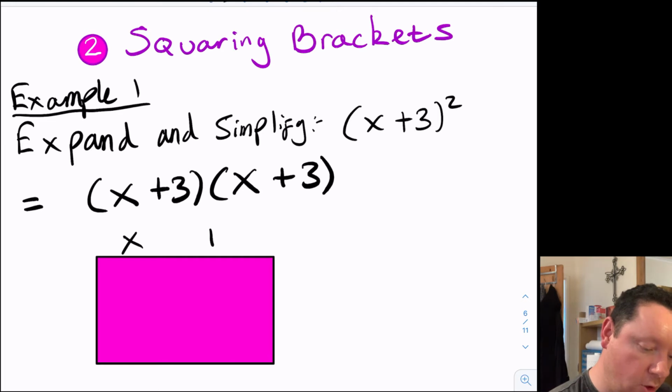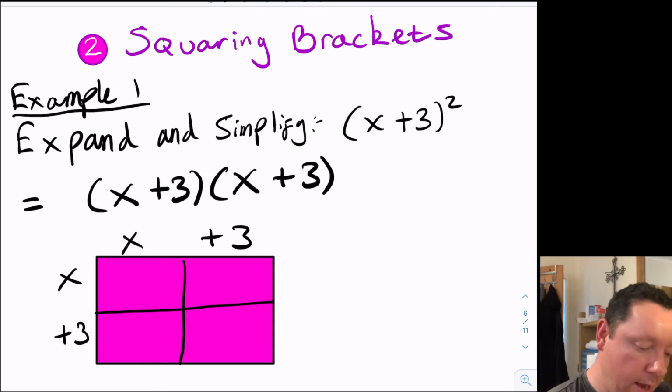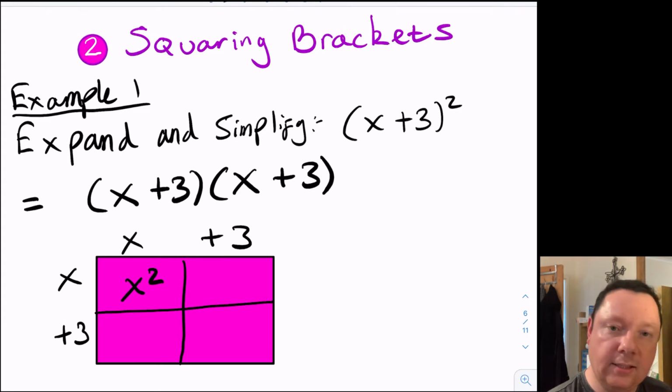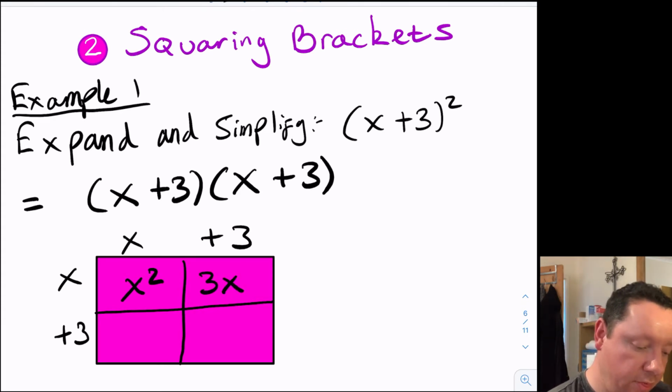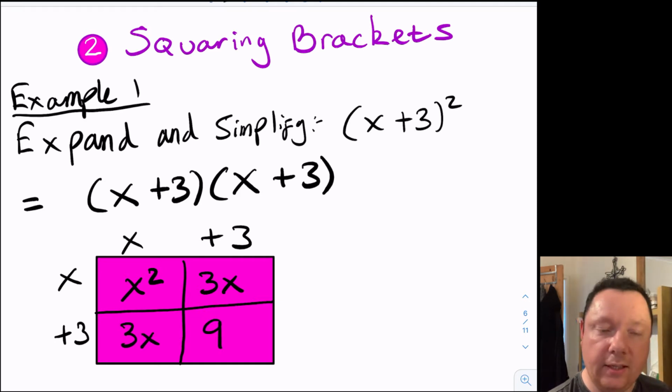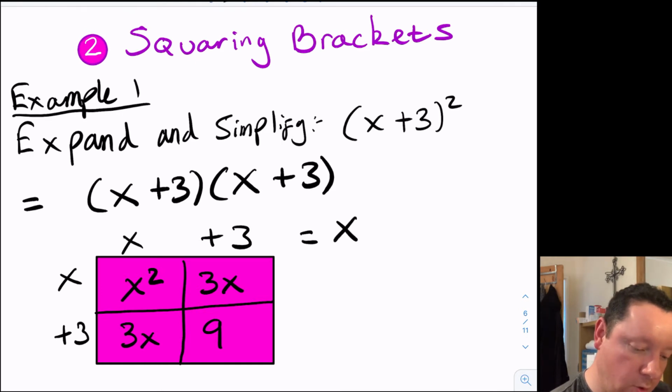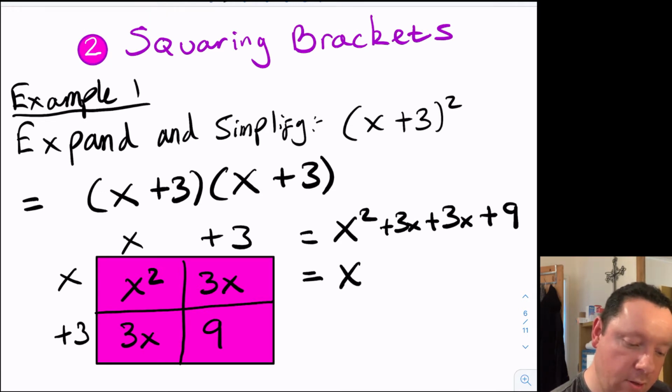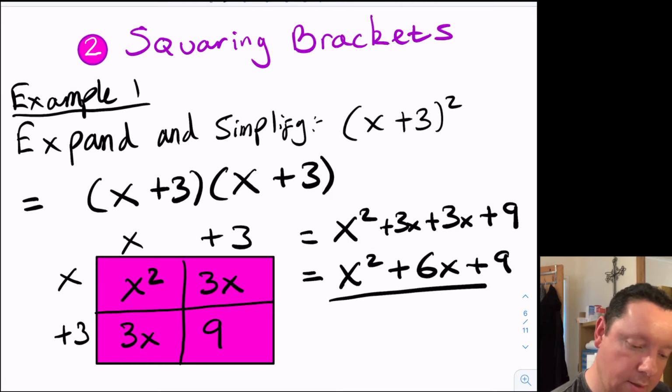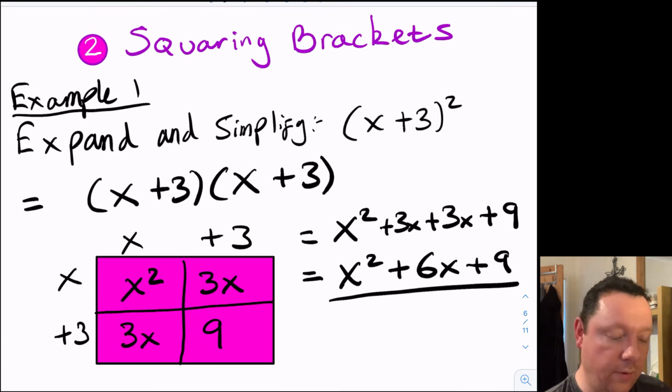X plus 3 on the top, but this time down the sides it's exactly the same. X plus 3, split it into 4. X times x is x squared. X times 3 is 3x. 3 times x is also 3x. 3 times 3 is 9. Add everything together, I get x squared plus 3x plus another 3x plus 9. The middle terms get added together, so I've got x squared plus 6x plus 9. And it's just as simple as that, not really any harder.